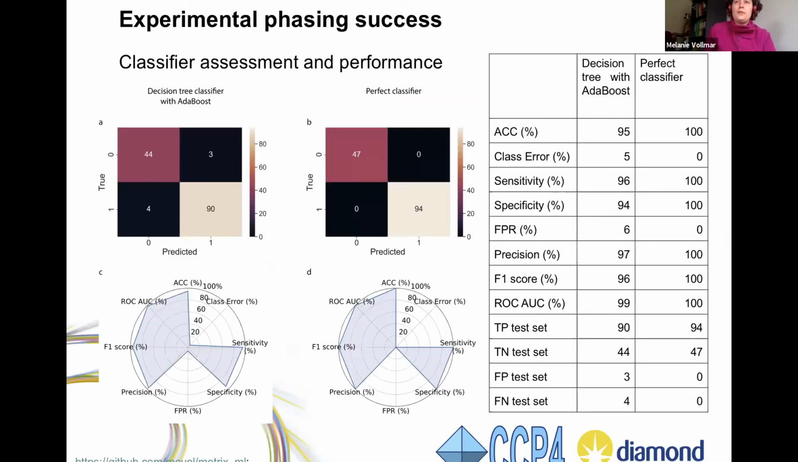So what does that mean in terms of performance stats? It did really, really well. I had like 95% accuracy, 5% classification error. For the positive samples, it found 96%, and for the negative samples, 94% of them. So I was really happy, using publicly available data, to have a really well-performing predictor. For comparison, an ideal system would have these scores, so I think I'm pretty close. A few errors, but I'm happy with that.